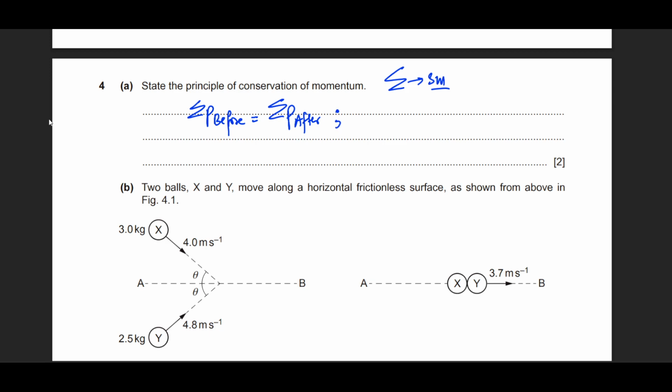What is the condition when this is true? That there is no external force acting. Only then this can be true, right?